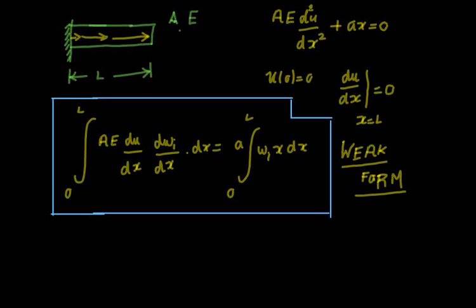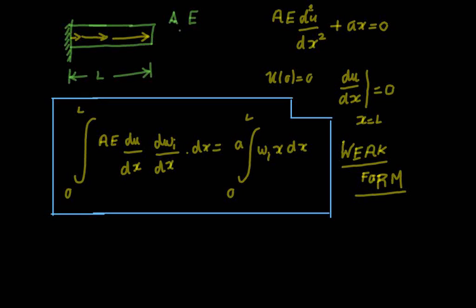We have derived the governing differential equation. So the governing differential equation is AE into d squared u by dx squared plus a x is equal to zero. So that is the governing differential equation for this particular physical scenario. Remember, the entire world is governed by governing differential equations. You change the physical scenario, for example, you change the loading condition from uniformly varying to uniformly distributed, the governing differential equation also changes slightly.